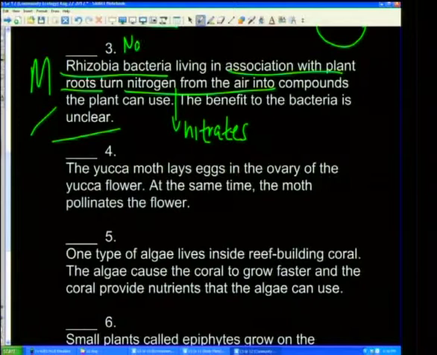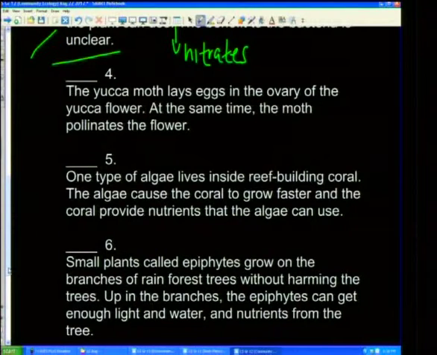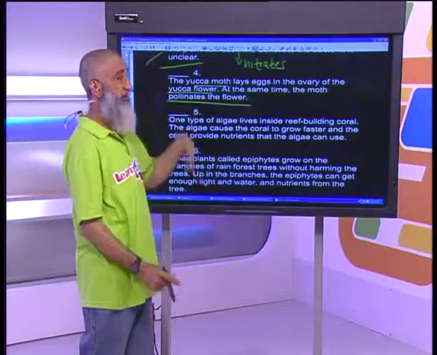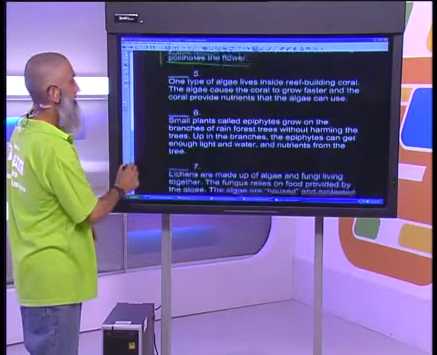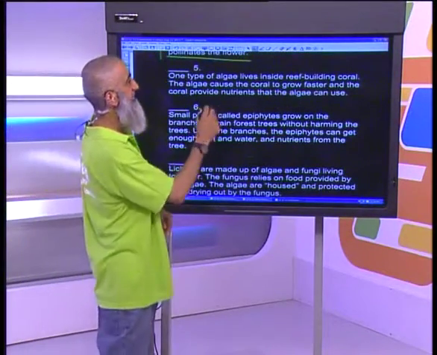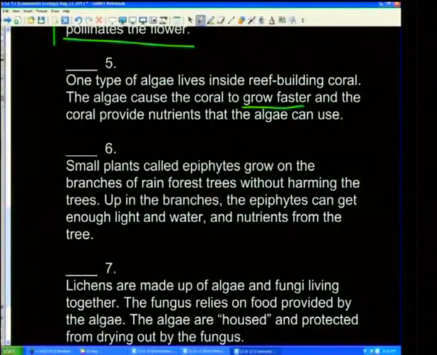The other one is nodular bacteria. They live in the roots especially. Okay? The yucca moth lays eggs in the ovary of a yucca flower. At the same time, the moth pollinates the flower. Flower benefiting, getting pollinated. Yucca getting eggs protected. So obviously mutualism. One type of algae lives inside reef-building coral. The algae causes the coral to grow faster, and the coral provides nutrients that the algae can use, both benefiting.